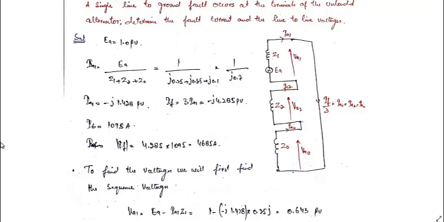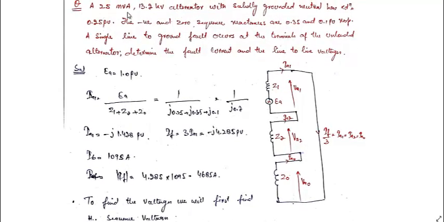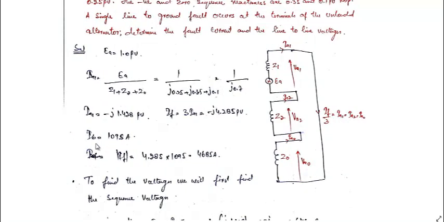IB is equal to 1095 amperes. Actually, I have not calculated it. It is already calculated in the previous example, because in the previous example the base values were the same. So I have taken the IB from the previous example. So IF will be equal to 4685 amperes in actual value.